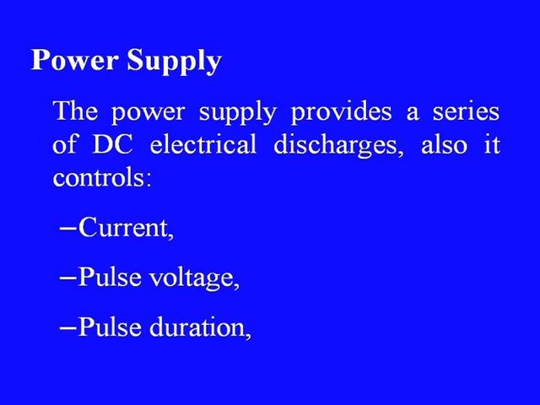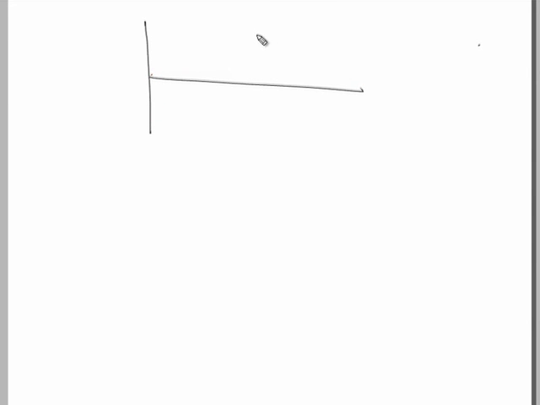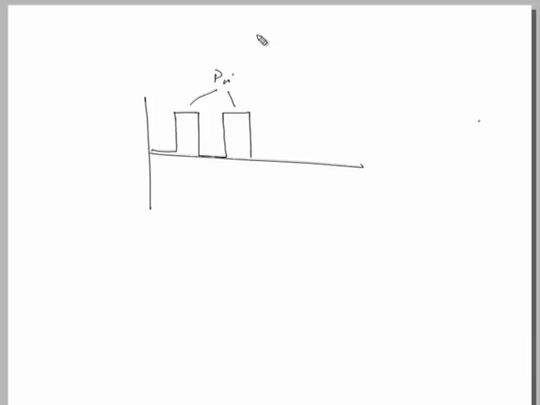The power supply in this arrangement provides a series of DC electrical discharges, and it also controls current, power, pulse voltage and the pulse duration. As I have already told, the pulse power supply is very important in the case of EDM. So, pulses are like this. These are known as pulses, and this is the off time and this is the on time of the pulse, and during this time the erosion will take place.